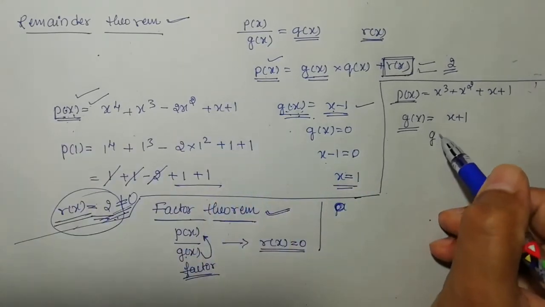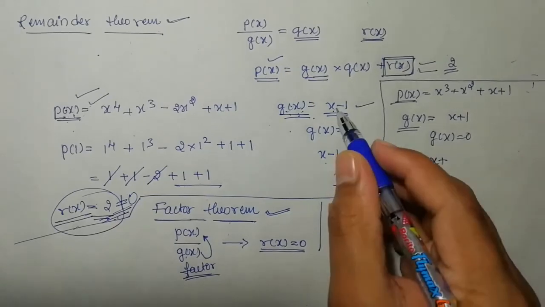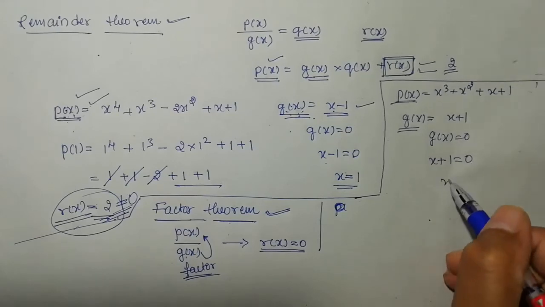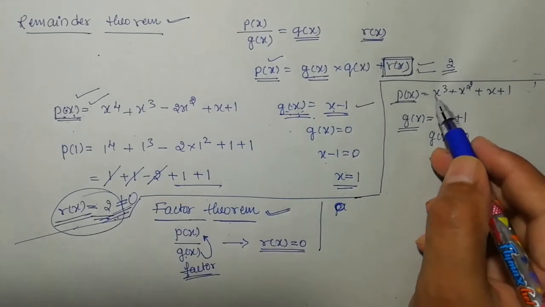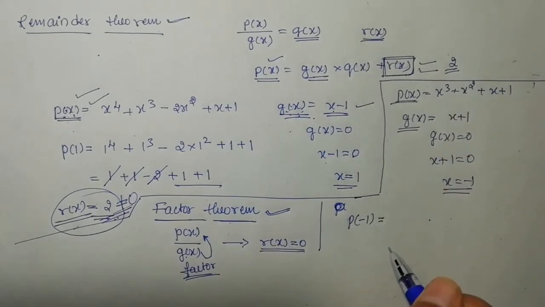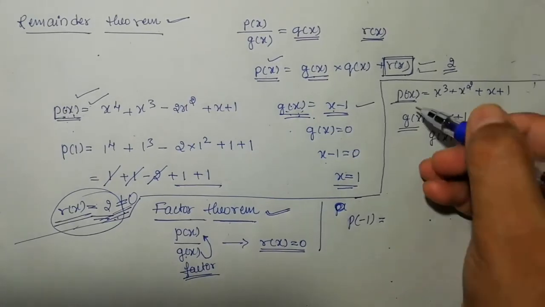Now if you equate g of x to 0, here it is x plus 1. X plus 1 becomes 0. X is equal to what? Minus 1. Now you need to place minus 1 in the place of x here. So it will become p of minus 1. Now let us see what the answer will be. If it is 0, then g of x is a factor of p of x. If it is non-zero, then not a factor.